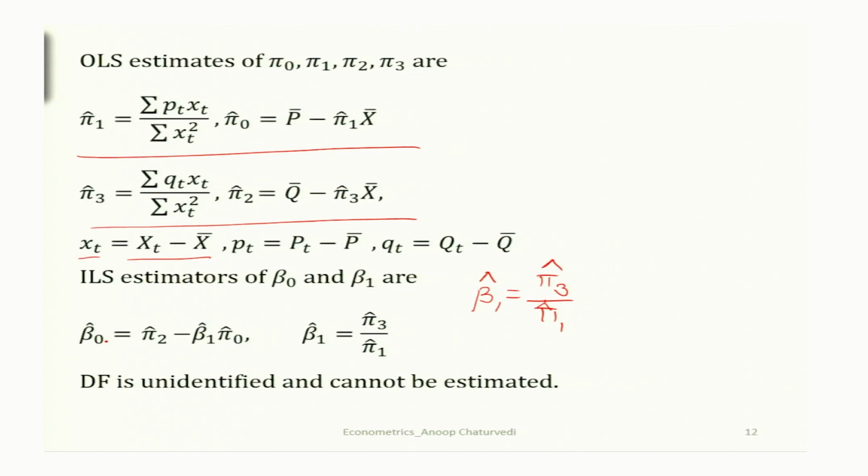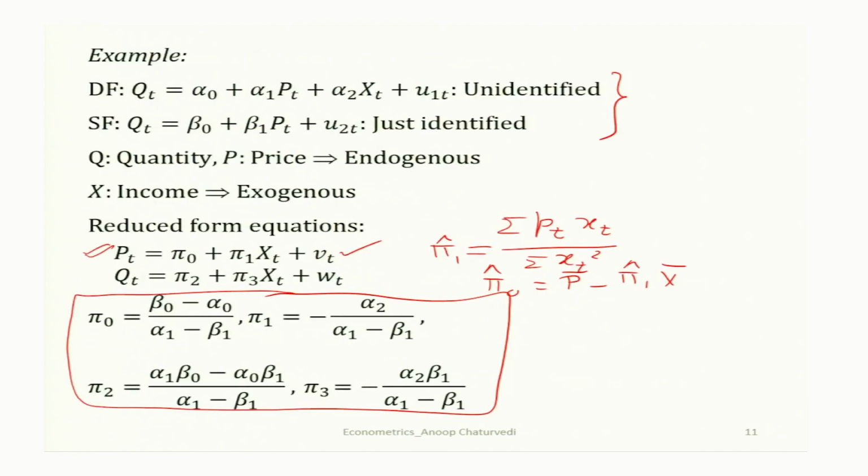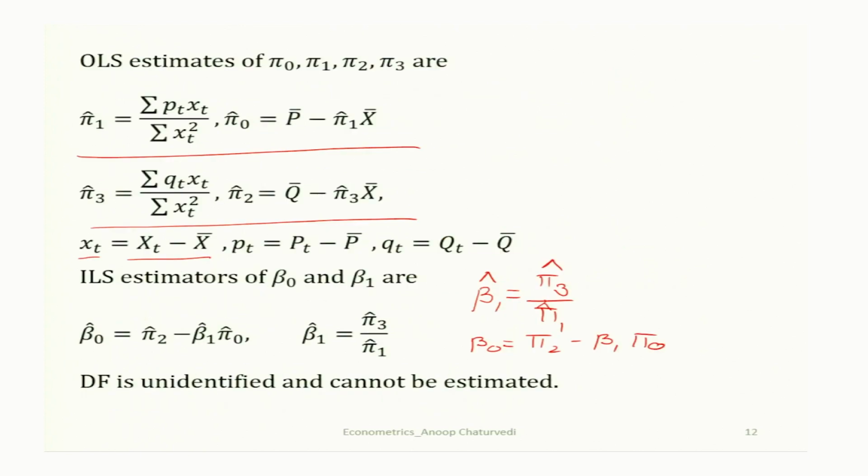Further, beta naught is equal to pi 2 minus beta 1 pi naught. You can easily verify it: if you take pi 2 minus beta 1 pi naught, you multiply pi naught by beta 1 and then you subtract these two, you obtain beta naught.